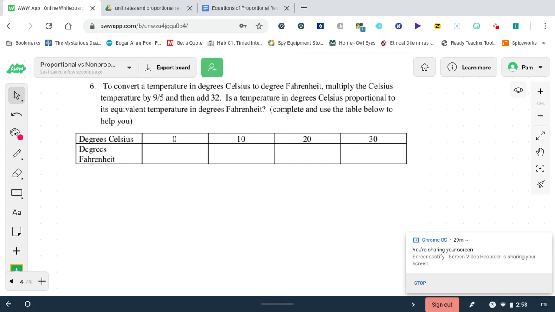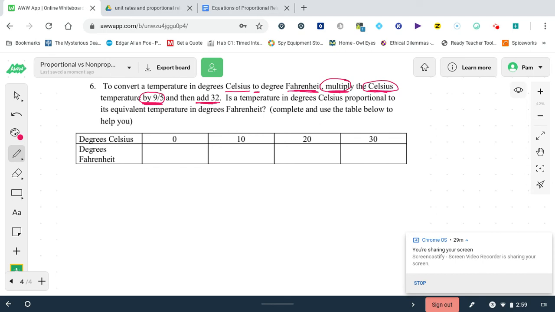It says to convert a temperature in degrees Celsius to degrees Fahrenheit. So we're going from Celsius to Fahrenheit. Then this is what you have to do. You have to multiply the degrees Celsius by 9/5, and then you have to add 32 to it. So you take whatever it is in Celsius and you multiply by 9/5. And then we're going to add 32 to our answer. And that will give us the degrees Fahrenheit.